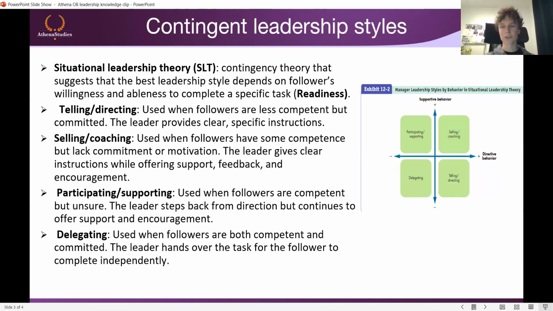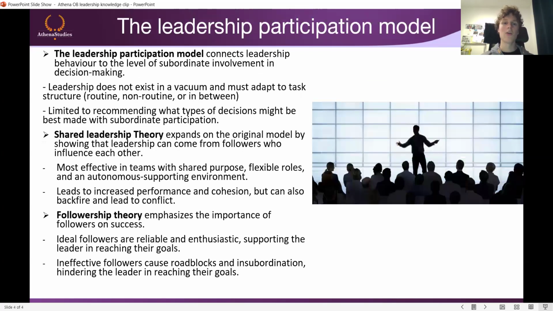And then lastly, and of course the best situation for the leader, when followers are both competent and committed, the leaders can simply hand over the tasks to the follower and let them handle it on their own. So there's no directing, but also no encouragement. The leader just delegates the job and moves on. That is the contingent leadership style explanation in brief. And then I have a quick overview of 3 more before this knowledge clip is over.